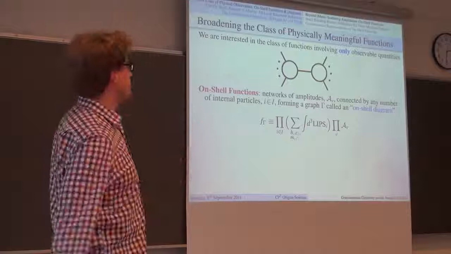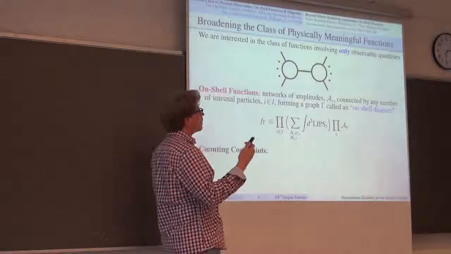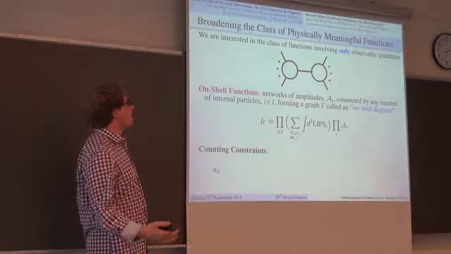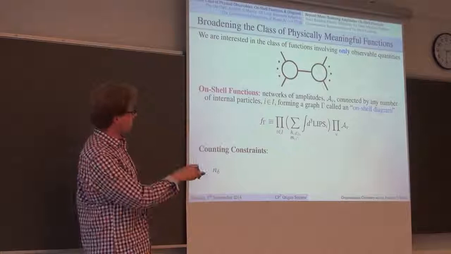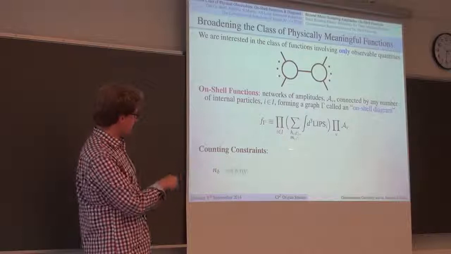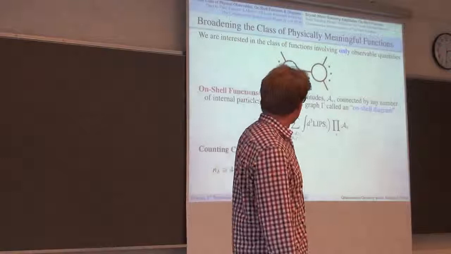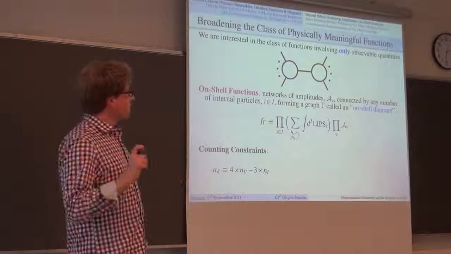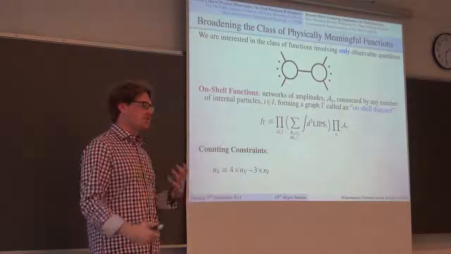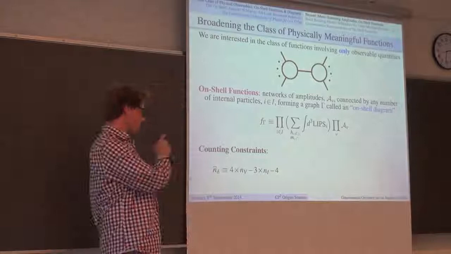But there are a few important characteristics of these diagrams, and one of the most obvious ones is how many constraints are being imposed on the external kinematical data. Because every amplitude carries a momentum conserving delta function, the number of delta functions involved in this expression is 4 for each vertex. And then we have 3 integrations for each internal line. So this is how many delta functions there are in this expression. And of course, if you have a graph of momentum conserving amplitudes, total momentum conservation is always implied. And so it's natural to think about the number of excess delta functions, which is 4 times the number of vertices minus 3 times the number of internal lines minus 4. So the number of excess delta functions.